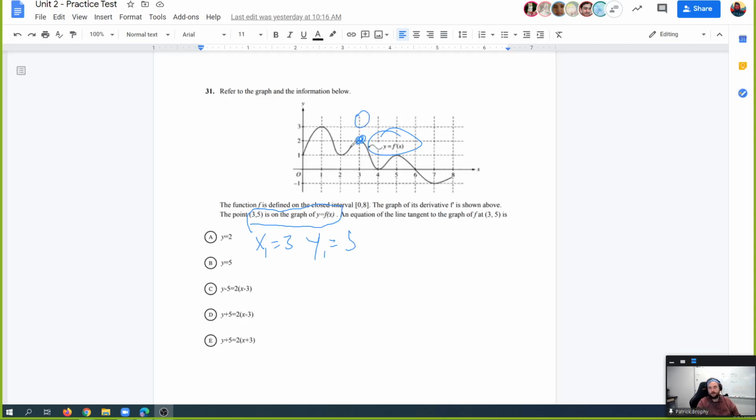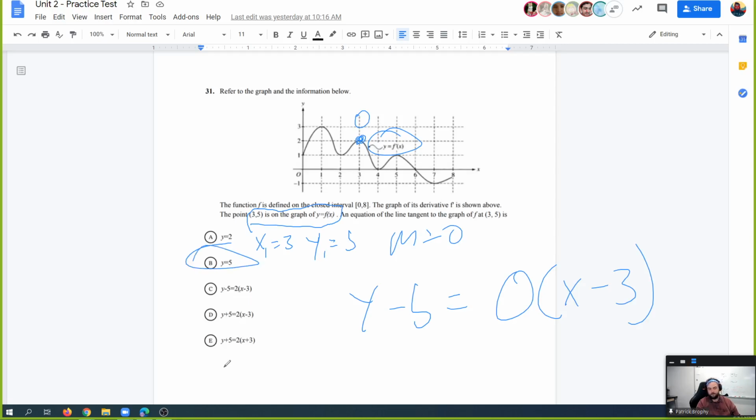So it should be 0. Usually they would say that for this one, it'd be a relative maximum here at x equals 3, but we haven't done those words yet. So our slope is 0. So y minus 5, I'm just doing all the work, equals 0 times x minus 3. It should be y equals 5. There you go, folks.